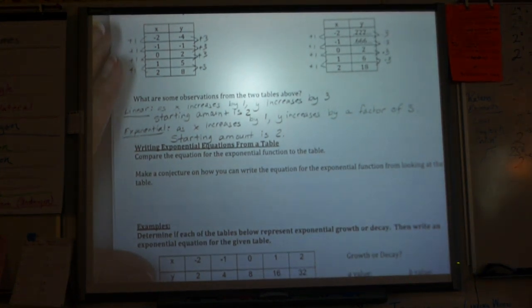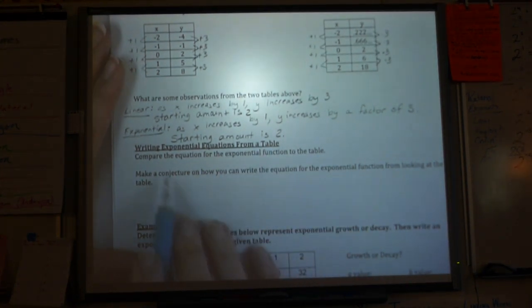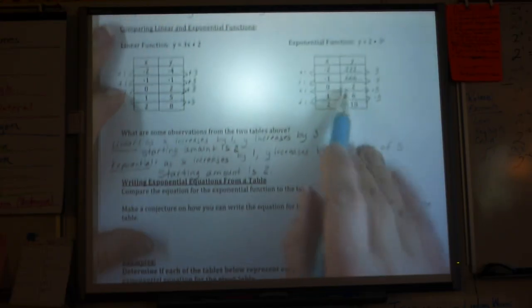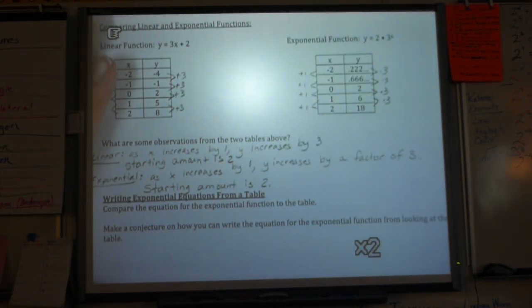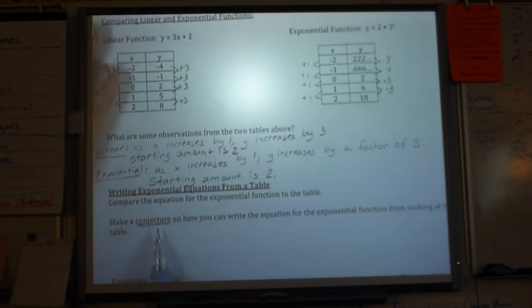Okay, and then writing exponential equations from a table. Compare the equation for the exponential function to the table. So compare this to its function, y equals 2 times 3 to the x power. And make a conjecture. So what do you think? It's like a hypothesis. Make a conjecture on how you can write the equation for the exponential function by looking at the table.